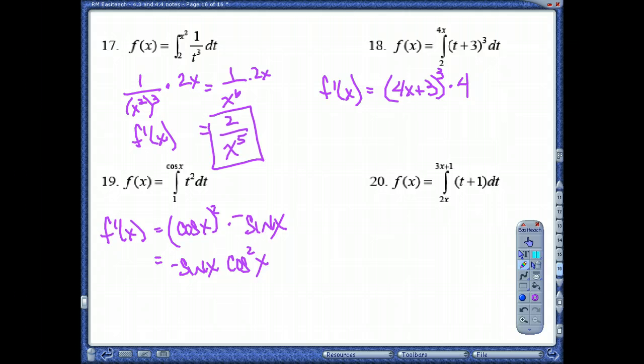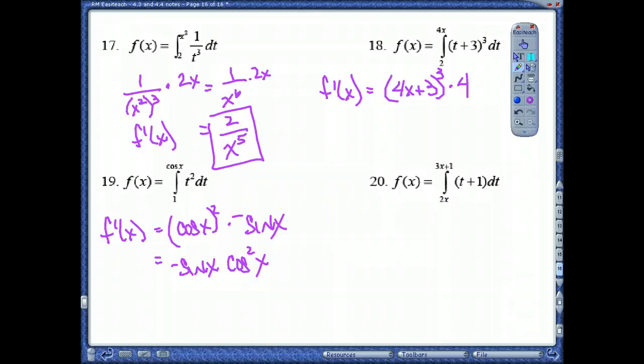Now on number 20, ooh, that's a little tricky. We've got a variable on the bottom, we've got a variable on the top. I'd like you to see if you can figure out what you might want to do or what you could do with that.